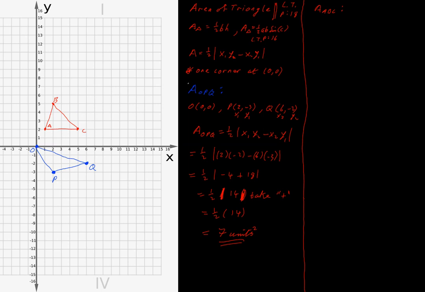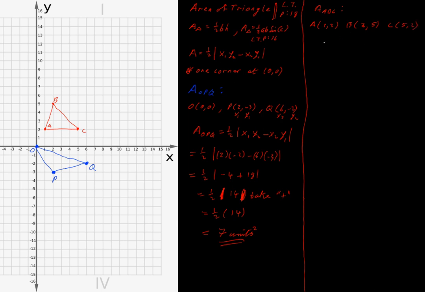Now, let's get into it. I'm going to write down my 3 points so that I have an anchor for where to start. I have A is at 1, 2, in the door 1, up the stairs 2. B is at 2, 5. C is at 5, 2.